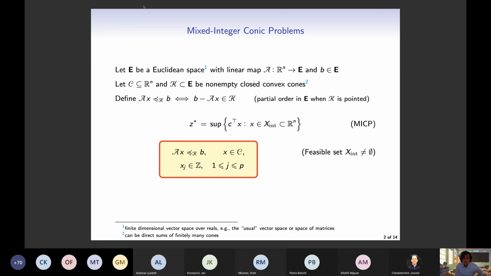Optimize a linear function over this mixed integer conic set given by essentially two sets of conic constraints. The variable x is in a closed convex cone C. And then you also have a separate set of linear conic constraints, Ax less than or equal to b, over the cone K. We're looking at the mixed integer problem, so the first p of these variables are constrained to be integer, and the variables from p onwards up to n are continuous.